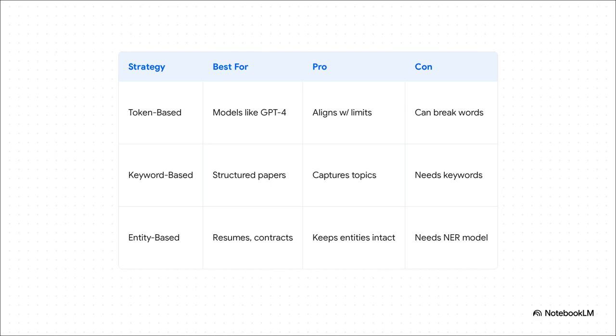And entity-based chunking, this one's really clever. It uses another AI to find important things, like people's names, company names, or dates, and make sure those things never get split up across two chunks. So important for resumes or contracts.